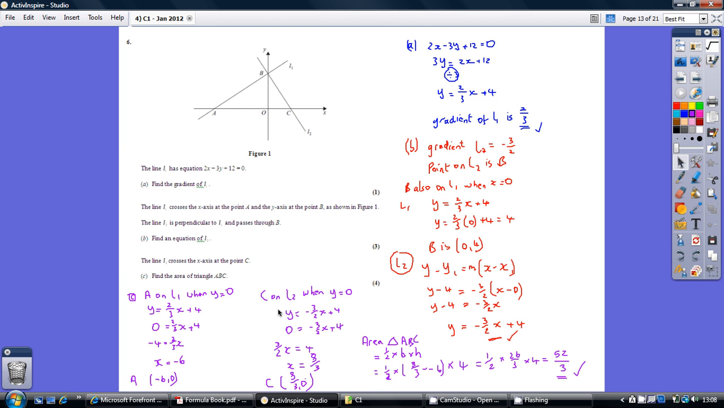So basically the length of AC, well, A is at minus 6, C is at 8/3, so that's a length of 6 added together to 8/3. That's what we're doing there, adding those two together. That gives us a length of 26 over 3. So half times base times height gives us 52 over 3.